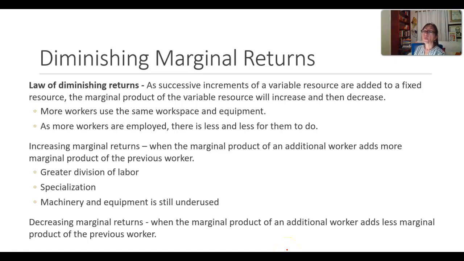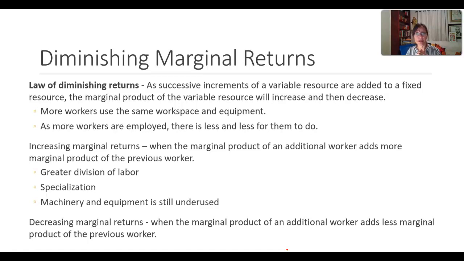Before we look at cost concepts, I want to look at this thing called diminishing marginal returns. It basically means that as you successively add a variable resource to a fixed resource, the marginal product, in other words the marginal product of labor, for example, in what we just saw, is going to increase and then it's going to decrease. For example, more workers are using the same workspace and equipment. So as more workers are employed, there is less and less for them to do, and they're more and more crowded.